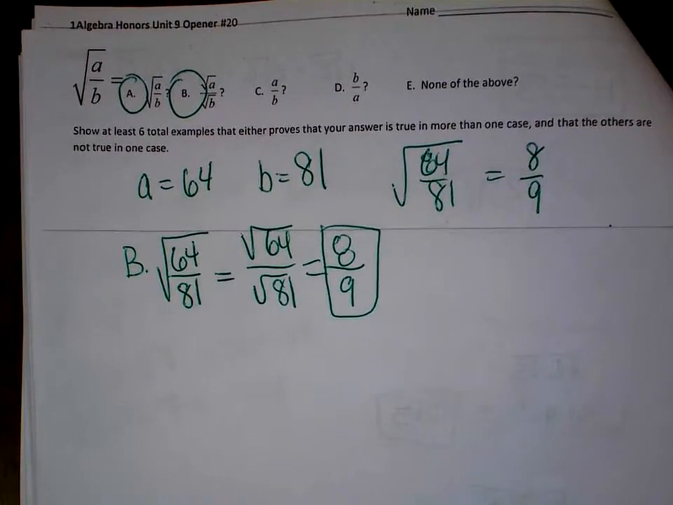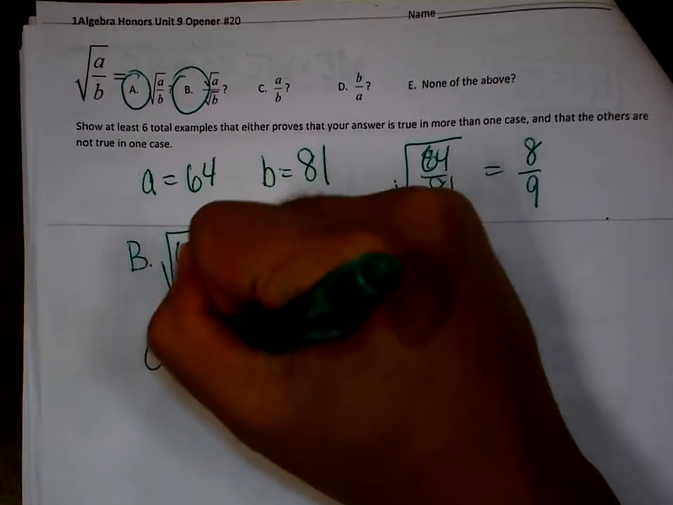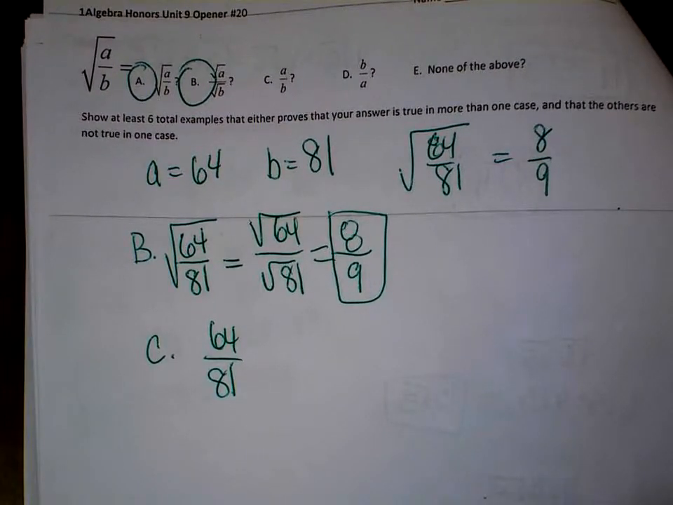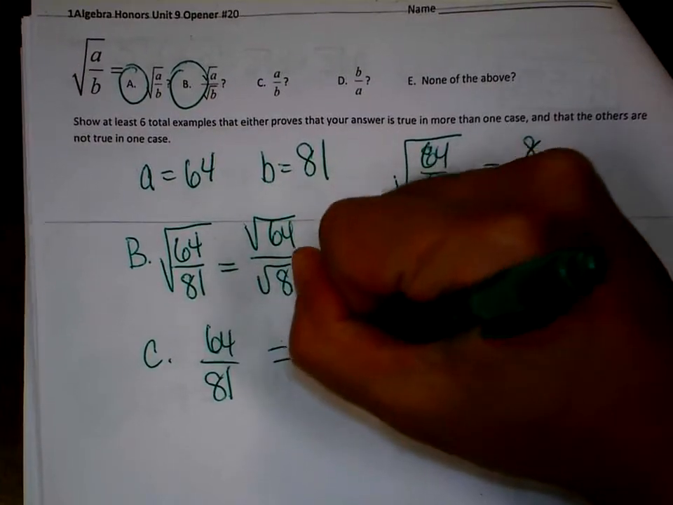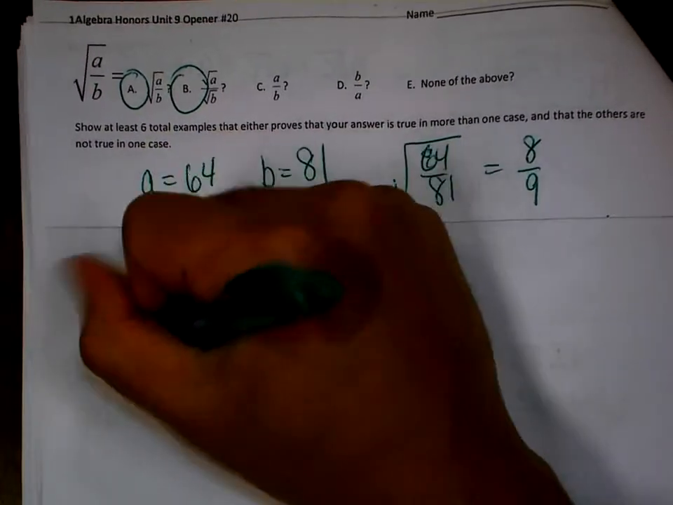What about C? Is that the same as 64 over 81? Well, let's try it. 64 over 81. When I type it in the calculator, I get 0.7901, which is not the same as 0.88888. So it is not C.